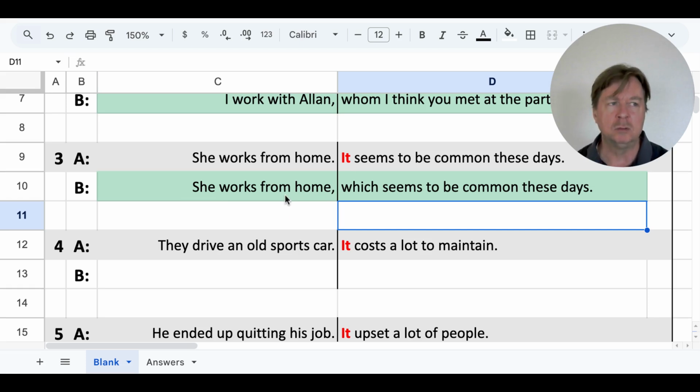So we often use non-defining relative clauses when we're referring to an idea, right, or a concept, the entire message in the previous sentence, which was previously mentioned. So you can refer to just one noun, but you can also refer to a whole thought or idea. You can't do that with a defining relative clause.